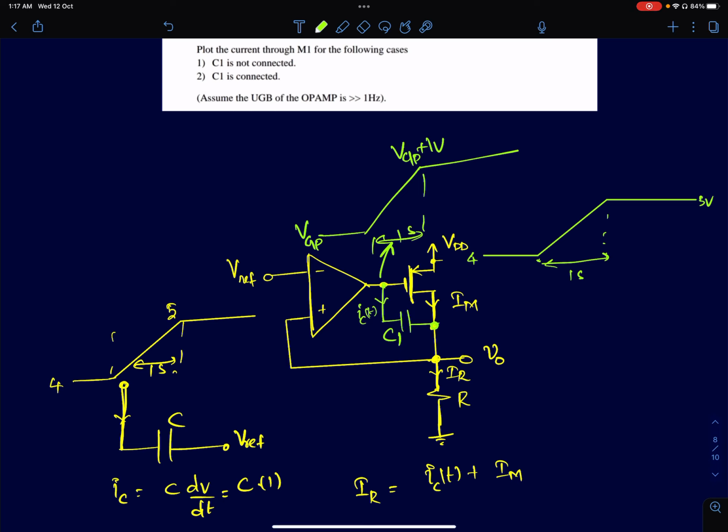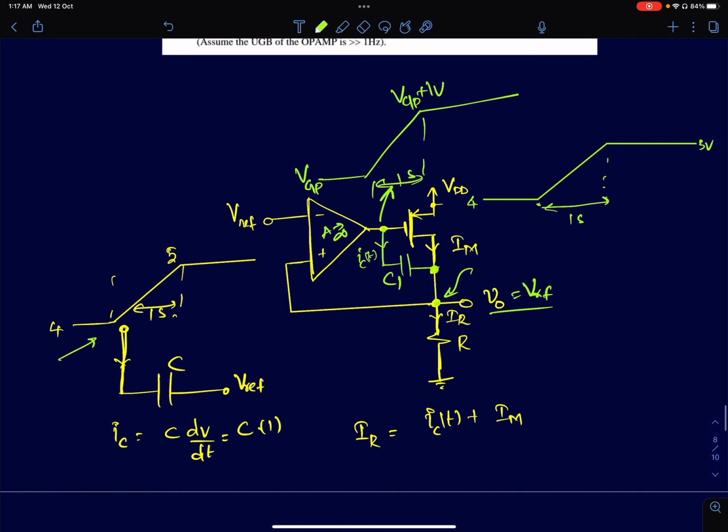Now, if your gate voltage is changing and the other end of the capacitor is fixed at V0 equal to Vref, that is enforced by negative feedback with an infinite gain. Your amplifier's gain is infinity, so that's going to force the output to be exactly equal to Vref. So now if you look at the capacitor, one end is changing from, I'm sorry, this is not 4 to 5. This is actually changing from VGP to VGP plus 1 volt. Other end is fixed.